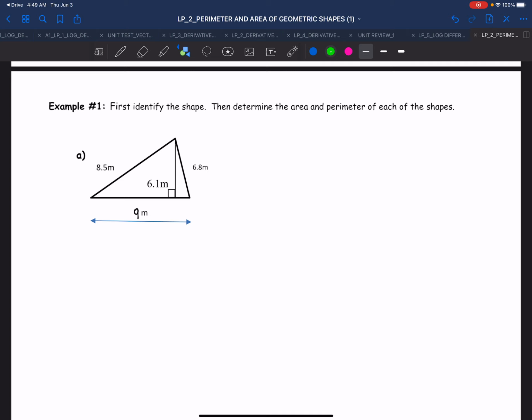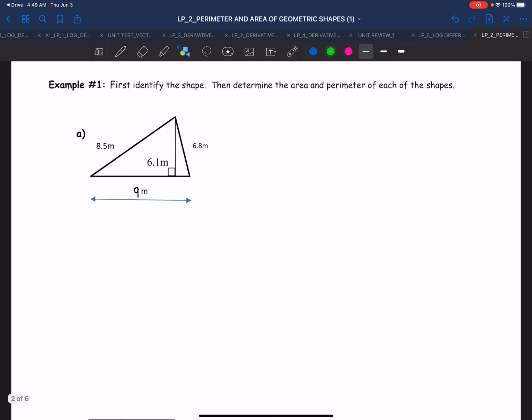First, we want to identify the shape because that will help us figure out what formulas to use in order to find the area and the perimeter of each shape. So as you can see in here, we have a triangular shape. And what we're trying to do here is find the area and the perimeter. I'm going to start off with the area, and then I will find the perimeter on the other side. And why not write in here that we have a triangle?